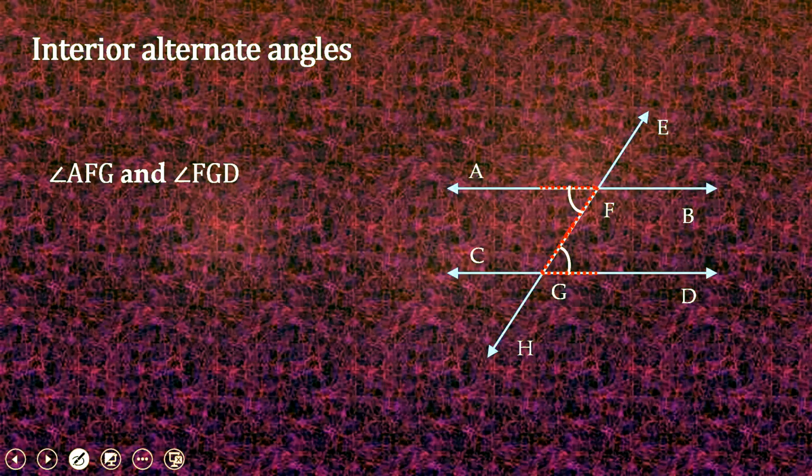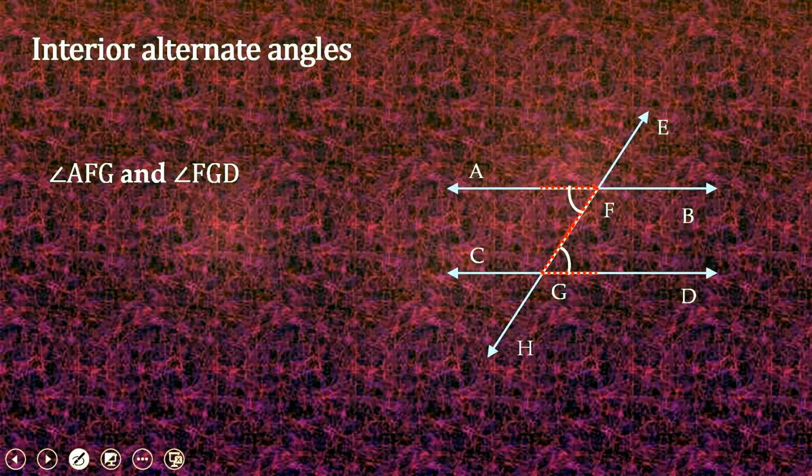Next, we will see about the alternate angles. Pairs of angles which are on the opposite side of the transversal and their arms on the transversal show opposite directions is called a pair of alternate angles. In this figure, there are two pairs of interior alternate angles and two pairs of exterior alternate angles. Let us see one by one. Angle AFG and angle FGD are a pair of interior alternate angles.